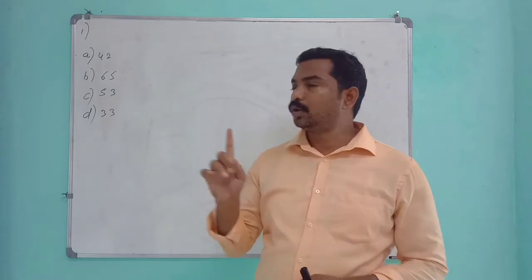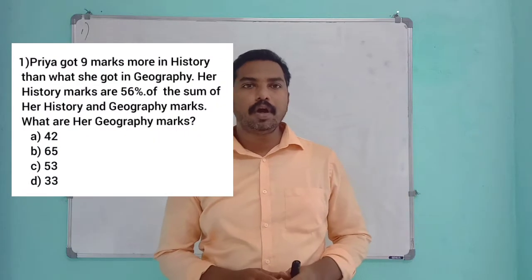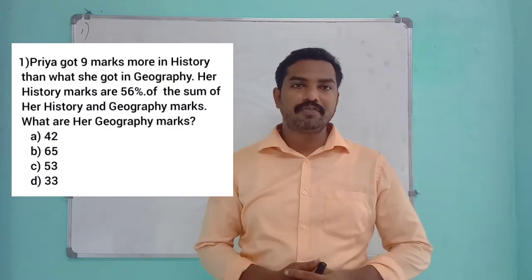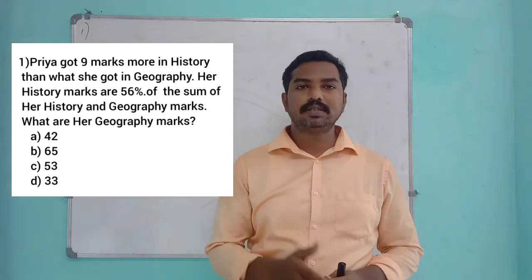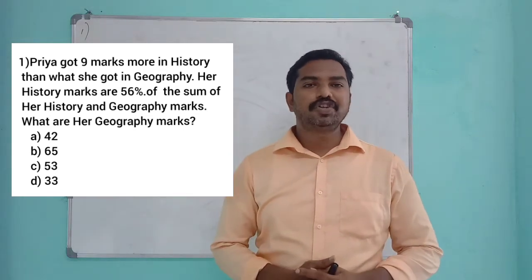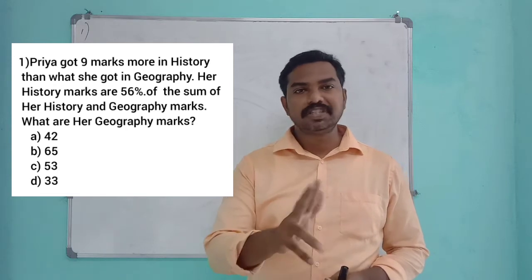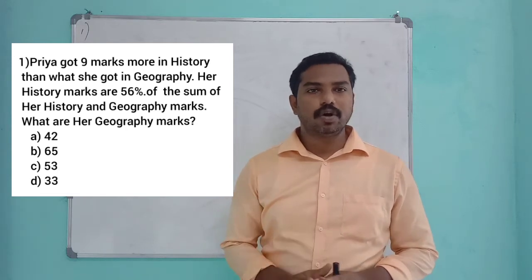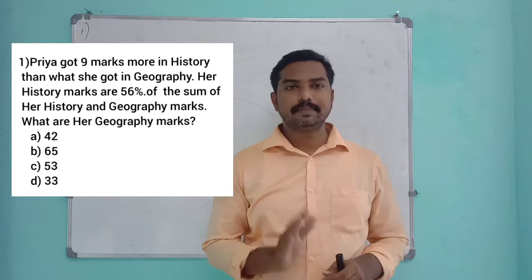Very first question in part 2, if you see the question clearly, Priya got 9 more marks in geography than in history. So her history marks are 56% of the total of both history and geography. And what are her marks in geography? That is the question.